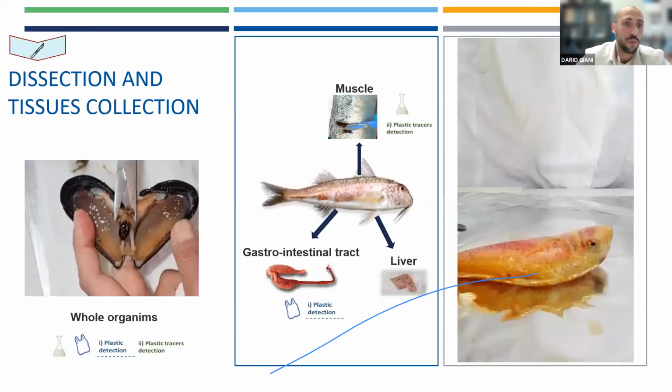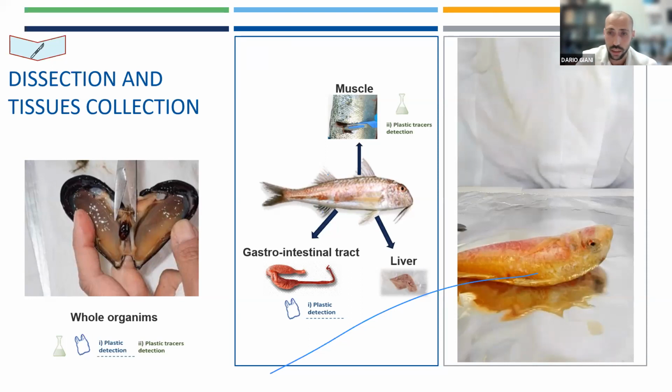Here we can see the first step, the dissection and tissue collection of the animal. On the left, we have the muscle sample of the invertebrates, where we use whole organisms for plastic detection and also for plastic tracer detection of contaminants. And we can see a Mullus barbatus, a fish sample, where we take three tissues for our analysis. In particular, for plastic detection, we use only the gastrointestinal tract from the esophagus to the intestine. And then we also take the muscle for additional analysis on plastic traces, and the liver.